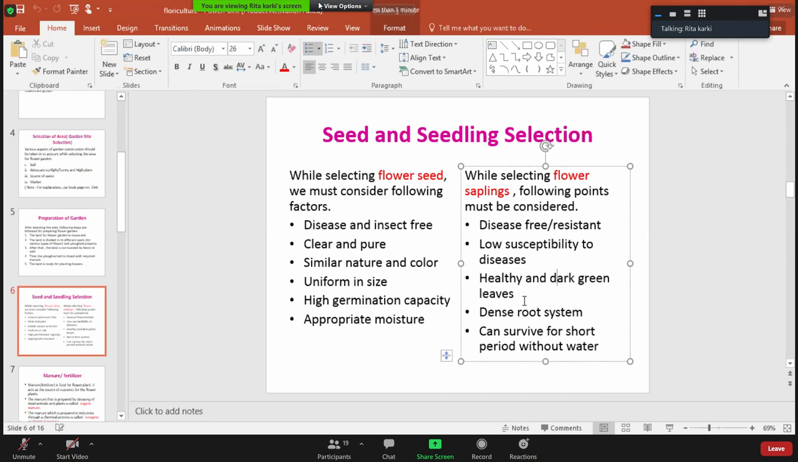Similarly, the leaves of the plant also determine whether it is healthy or not. The leaves of the plant should be dark green in color. If they are yellowish in color, if the leaves have small dots, or if the leaves have pores in them, such seedlings should not be bought. Similarly, it should have a dense root system. Otherwise, it cannot hold the soil properly, and it cannot absorb moisture from the soil properly. Similarly, it should be able to survive for a certain period of time without water.